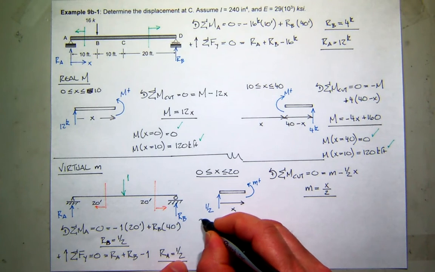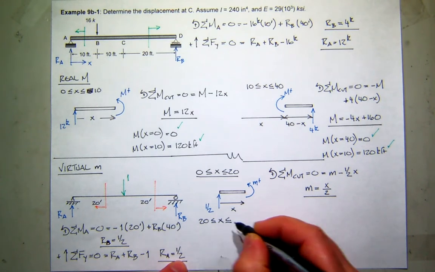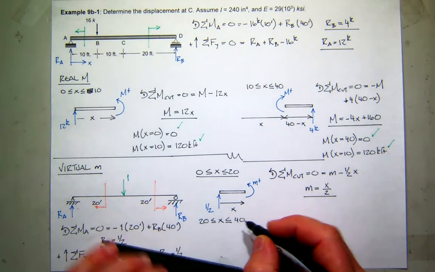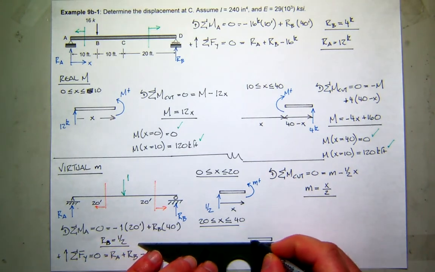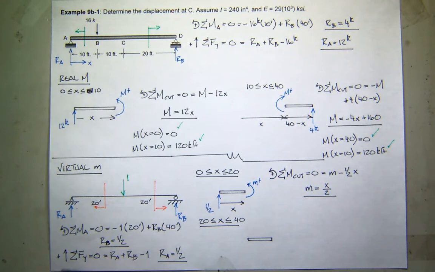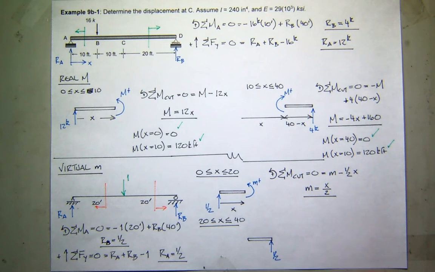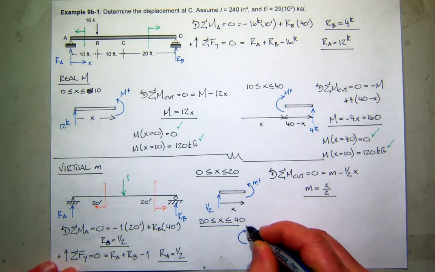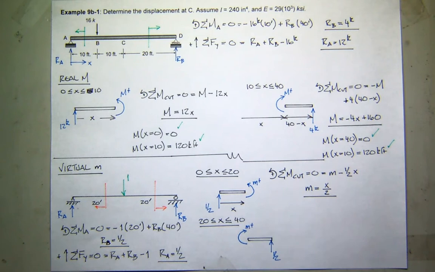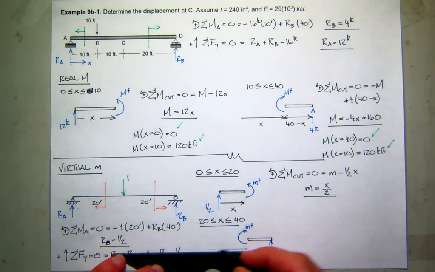And let's do it again on the second half of the beam, which would be from 20 to 40 feet. And that free body diagram would look something like this. So the reaction on the right-hand side is the reaction at B, which is 1/2. This is my positive internal moment. And then, of course, we're measuring from the right.